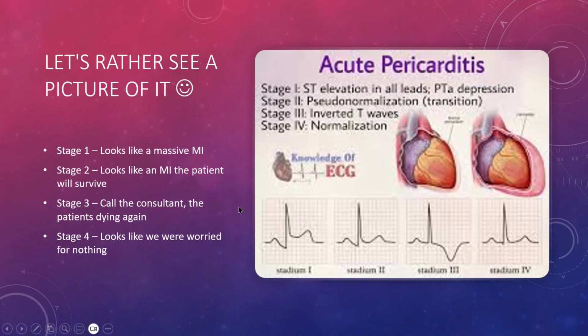So the easiest way that I would try to remember all of the stages: Stage 1 often looks like a massive MI, just like what we saw. Widespread ST elevations all over the place. It looks like a massive MI.